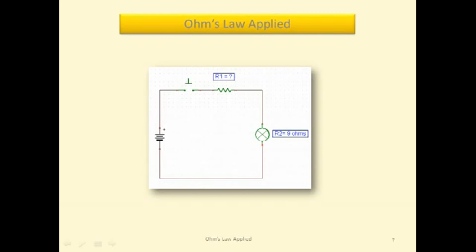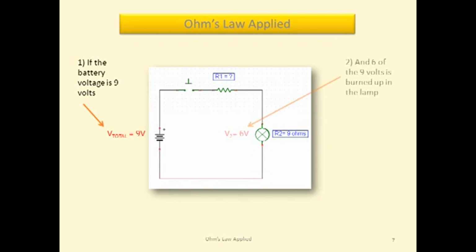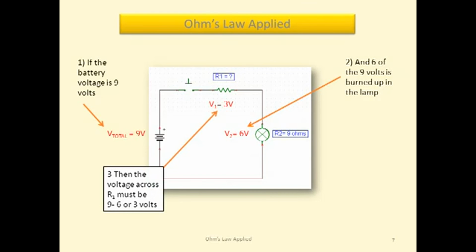We can look at the calculation of V1 from a circuit point of view. If the battery puts out 9 volts and 6 volts are burned up across the lamp, that leaves 3 volts to be burned up by the resistor.